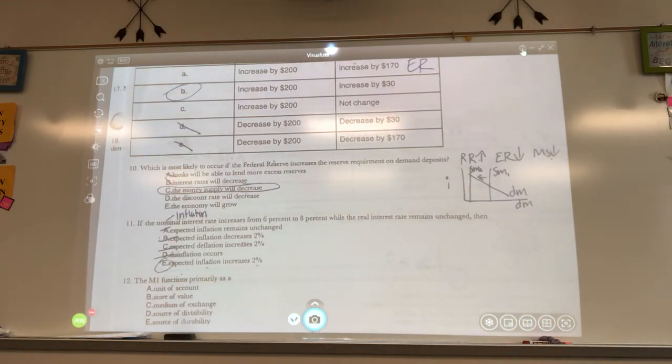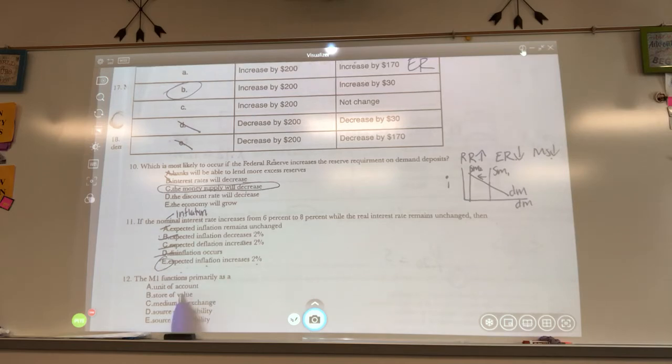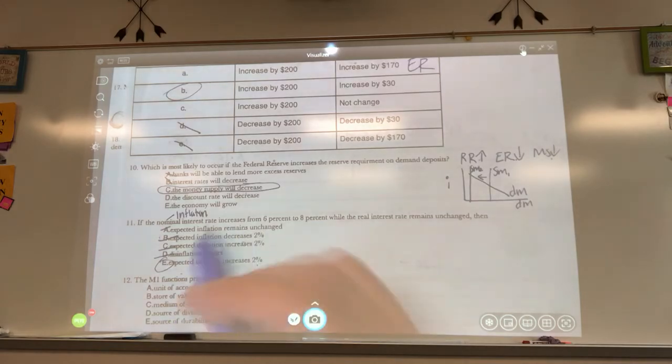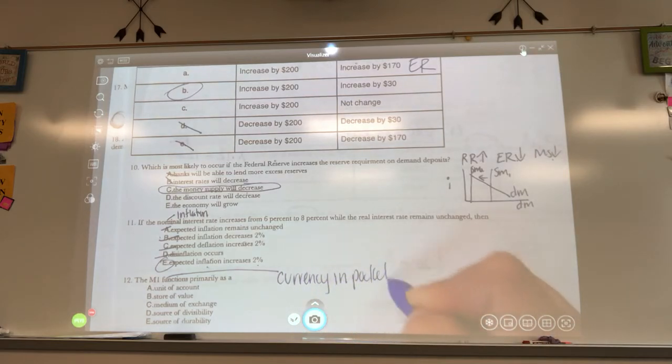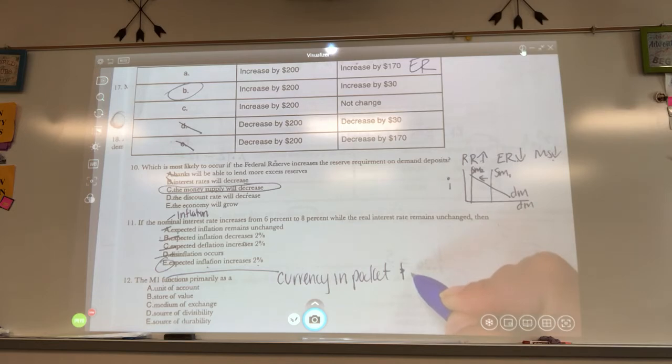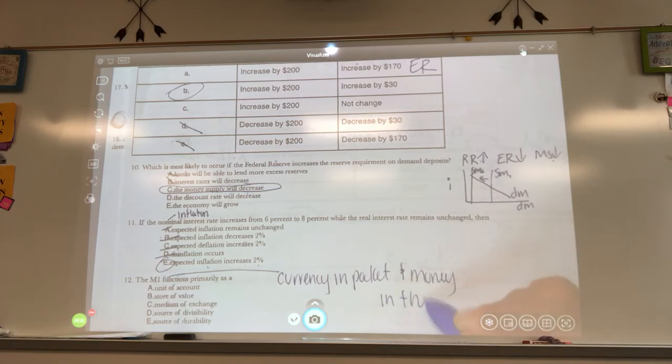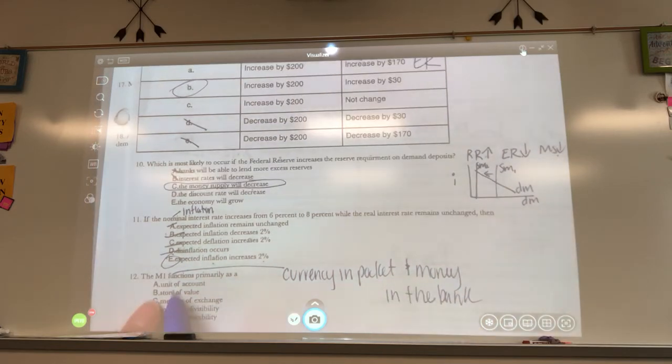M1 functions primarily as a unit of account. So what's M1? Well, the money you have on you. It's the currency in your pocket, and what else? Where else is this currency? Money in the bank. So is it a unit of account? Do I go up and be like, oh, my Cheetos cost me 50 cents? Do I use M1 that way? No. Does it store value? Is it a medium of exchange? Cause I have it on me, I could go buy those Cheetos now, right?